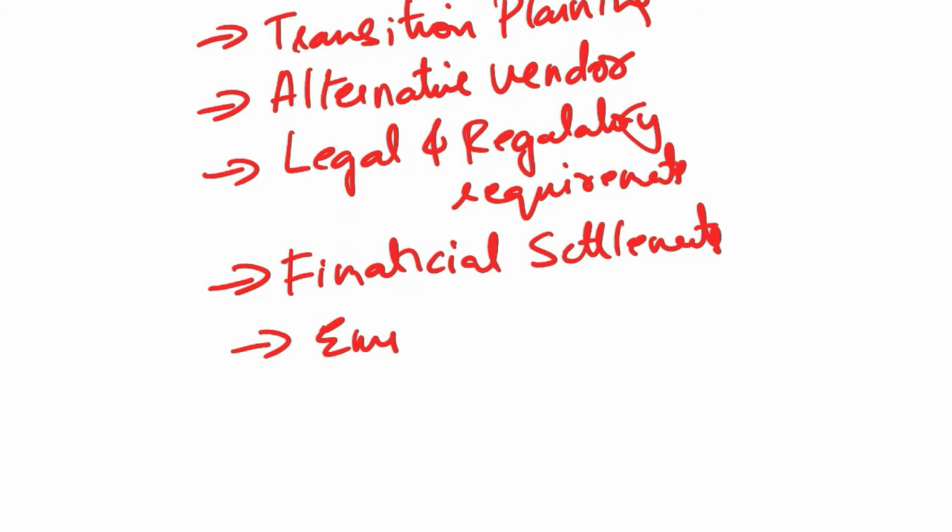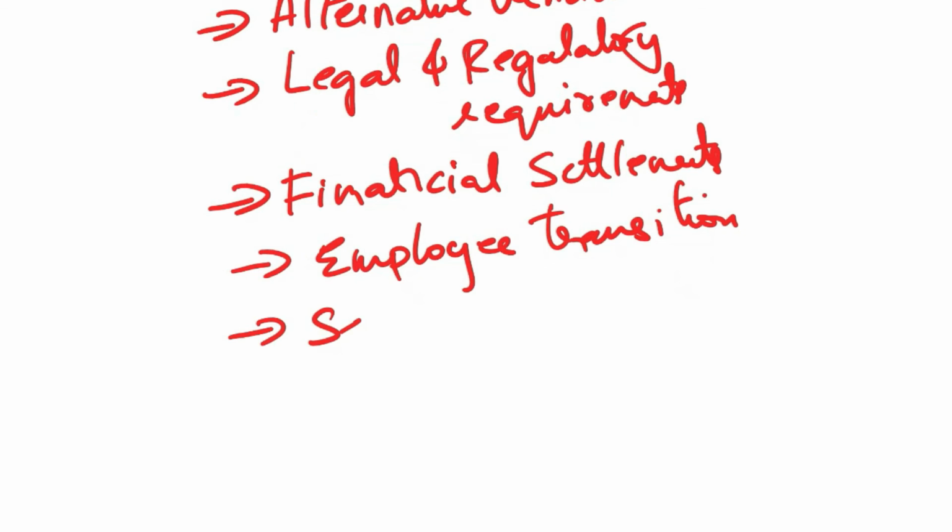Next, employee transition. If the third party had personnel involved in the services provided, plan for the transition of these personnel or roles. Address any employment related considerations and communicate with affected employees. Next, security deprovisioning. Ensure the deprovisioning of access rights, credentials, and any other security related elements granted to the third party. This is crucial to prevent unauthorized access post termination.